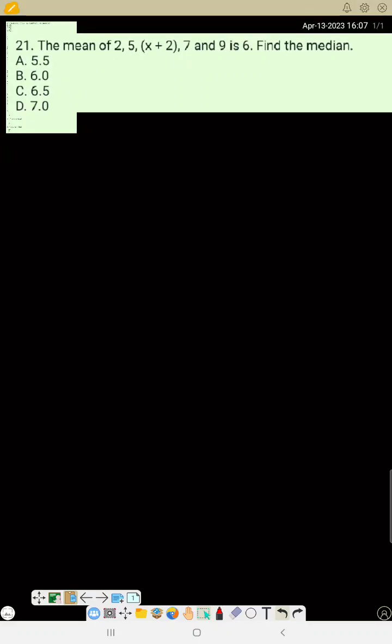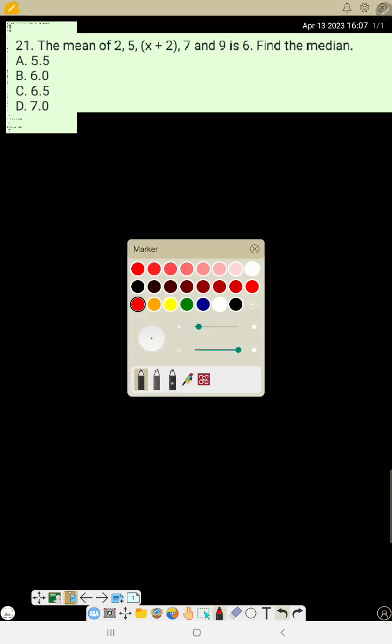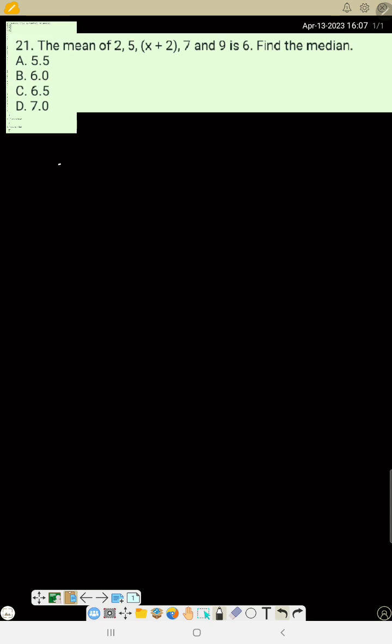So yeah, number 21. The mean of 2, 5, x plus 2, 7 and 9 is 6. Find the median. So if the mean of all these numbers is 6, then what is the median?